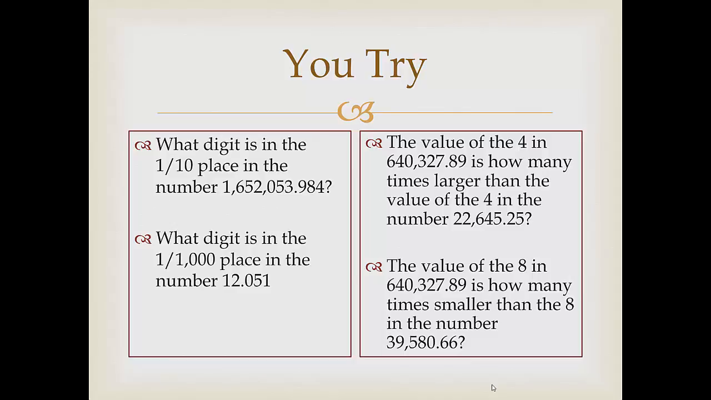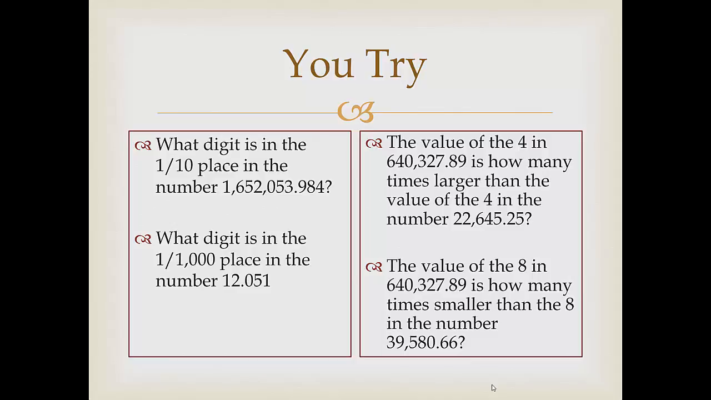The next two problems ask you to compare the values of digits in two different numbers. The first one says we're going to compare the value of the 4 in the number 640,327 and 89 thousandths, and ask, the 4 is how many times larger than the value of the 4 in the number 22,645 and 25 hundredths. So again, I'm comparing the 4's in both values. I want to know how much larger is that 4 in the first number.